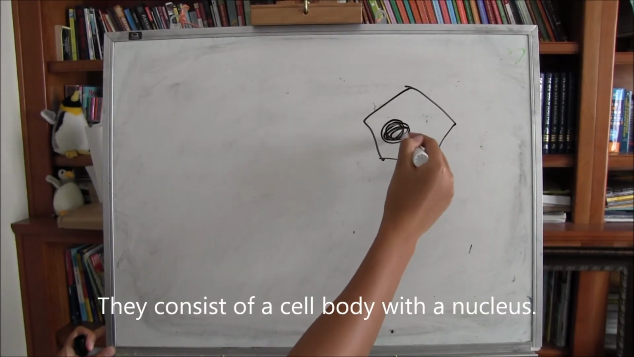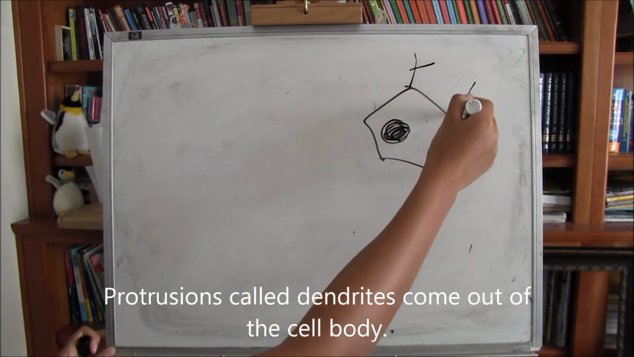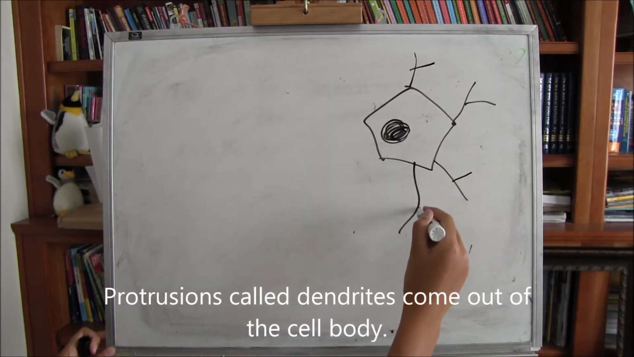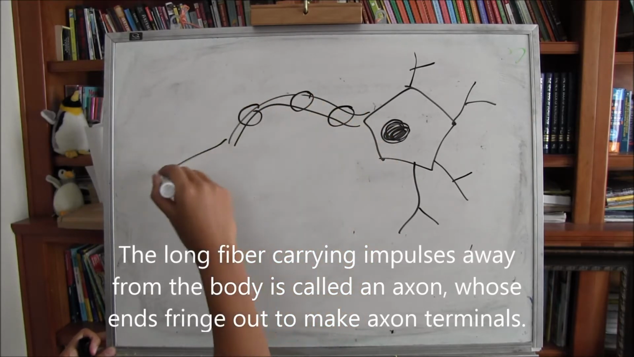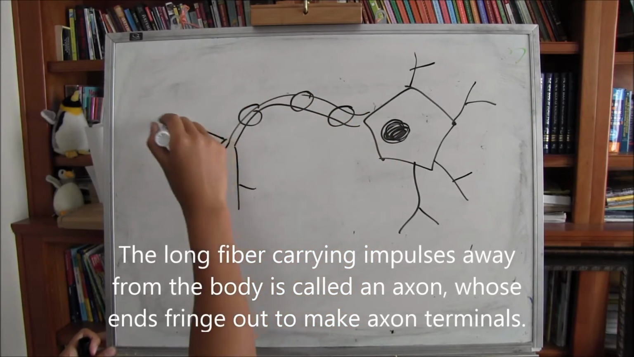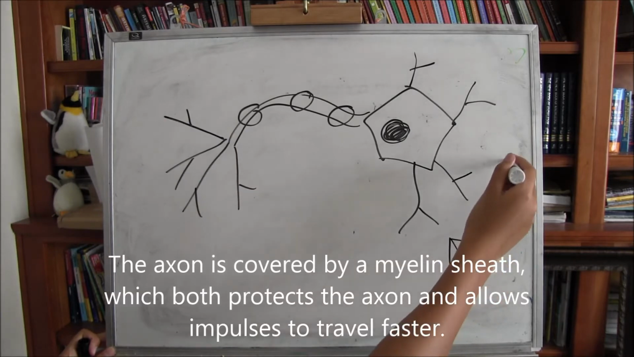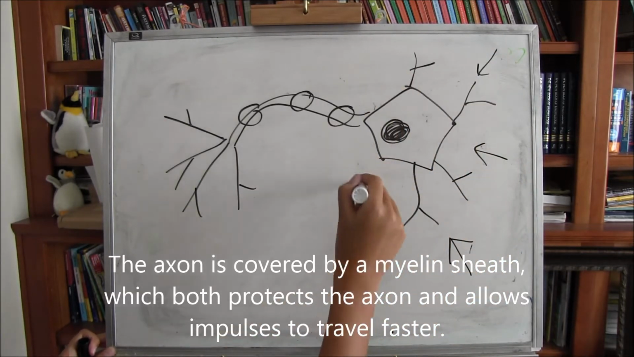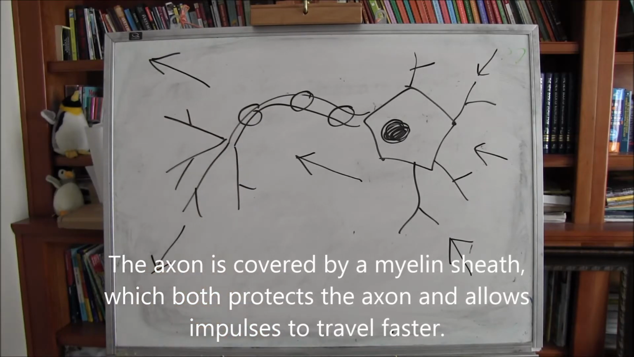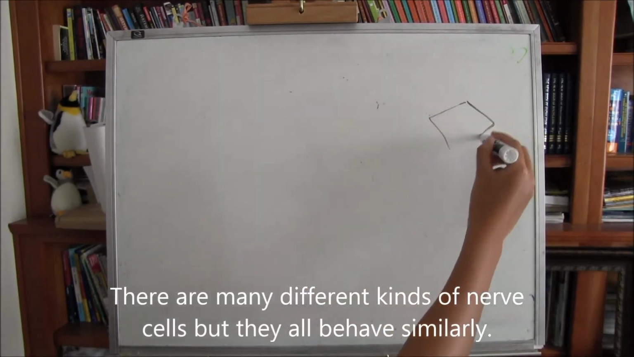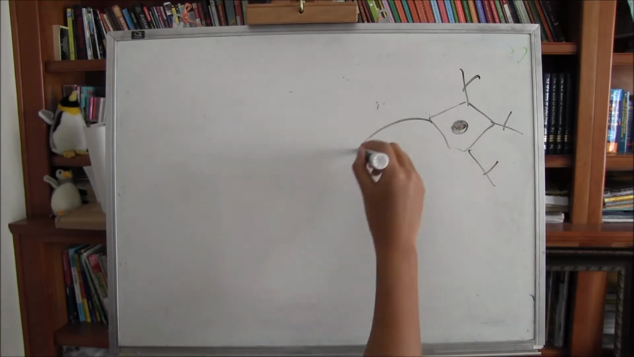They consist of a cell body with a nucleus. Protrusions called dendrites come out of the cell body. The long fibers carrying impulses away from the body is called an axon, whose end fringes out to make axon terminals. The axon is covered by a myelin sheath, which both protects the axon and allows impulses to travel faster. There are many different kinds of nerve cells, but they all behave similarly.